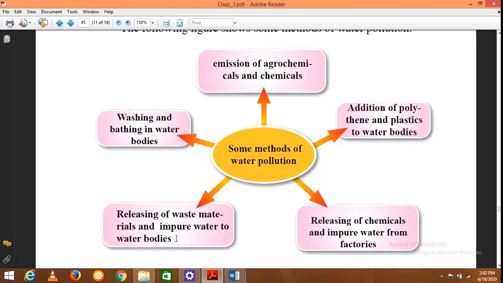And the other method is releasing of waste materials and impure water to water bodies. Waste materials, industrial waste, sometimes even toilet waste, are added into water bodies. That is a very bad practice. And washing and bathing in water bodies, sometimes some people even wash vehicles using the water in natural water bodies, and the oil and everything are washed off into the water.